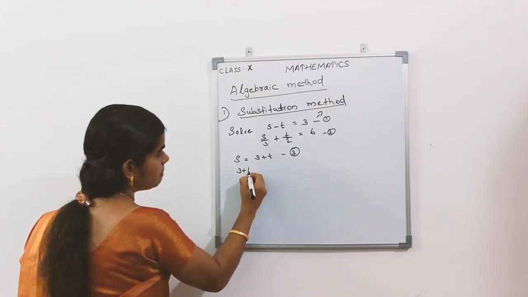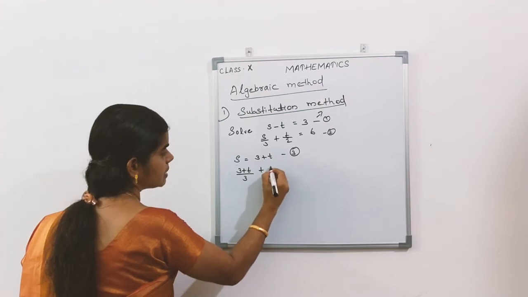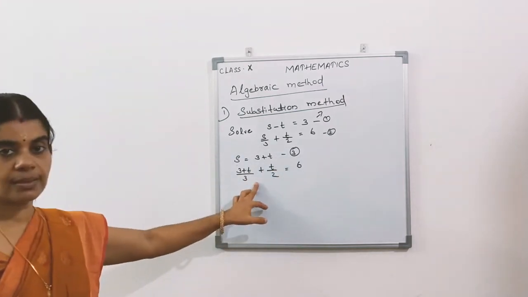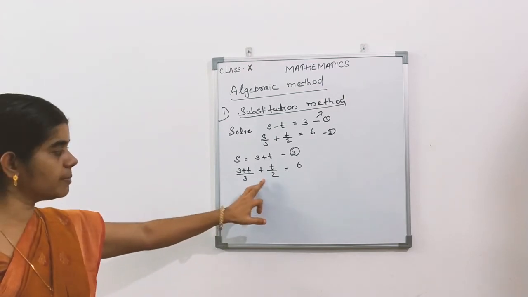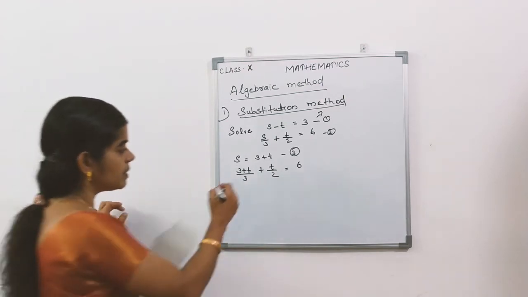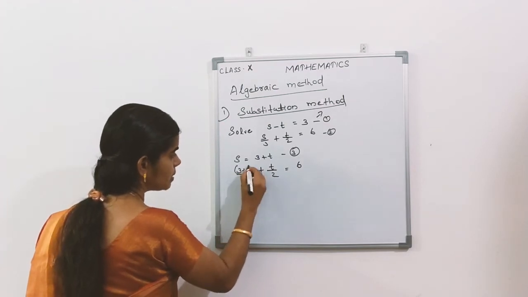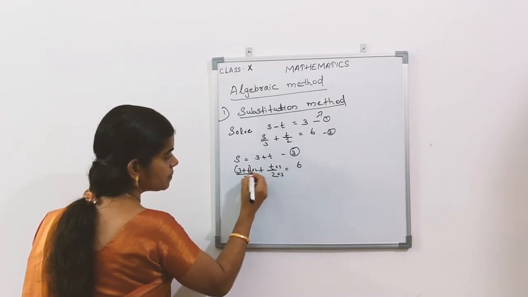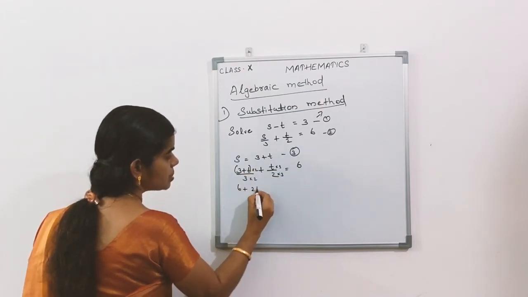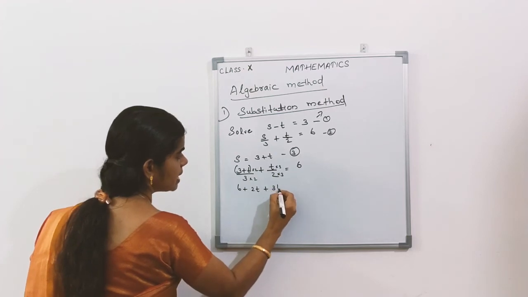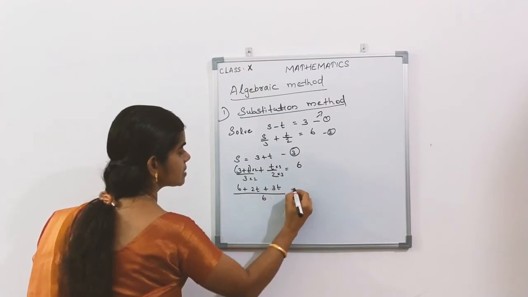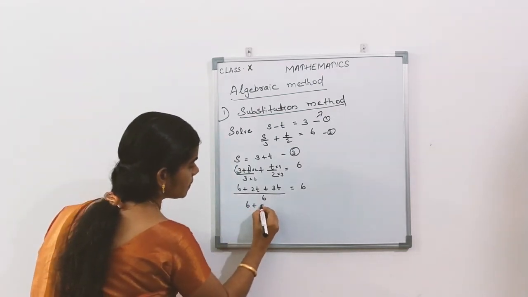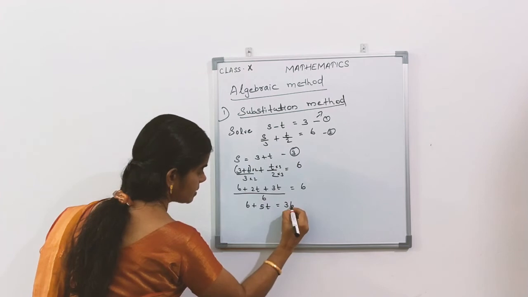Then (3 plus t) by 3 plus t by 2 is equal to 6. Here, normally you know, with fractions you want to find the LCM. LCM will be 6. Therefore, this term you want to multiply with 2 and this term you want to multiply with 3. Then 6 plus 2t plus 3t, all divided by 6, is equal to 6. Then 6 plus 5t is equal to 36.